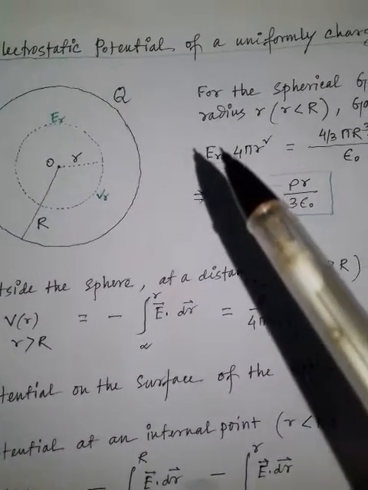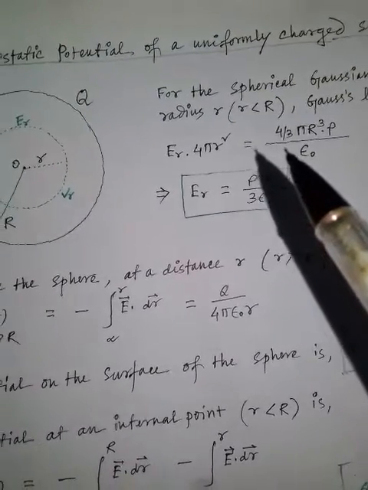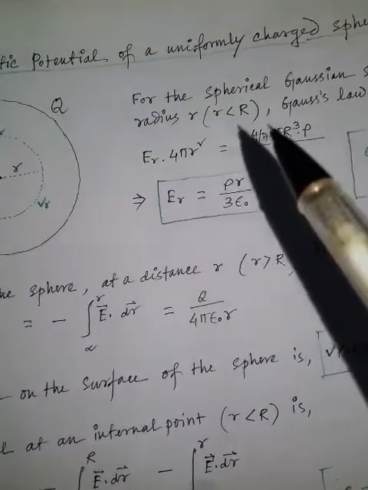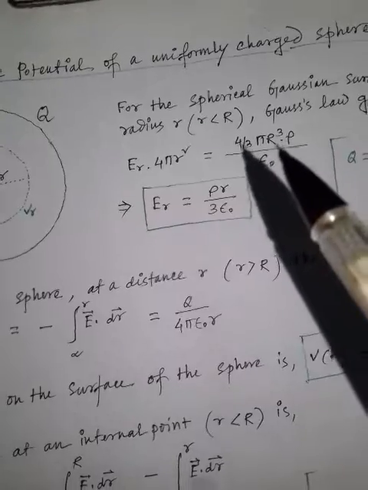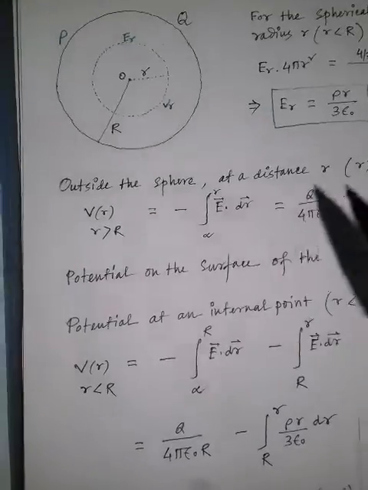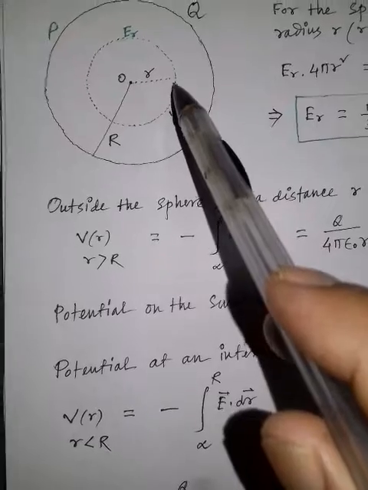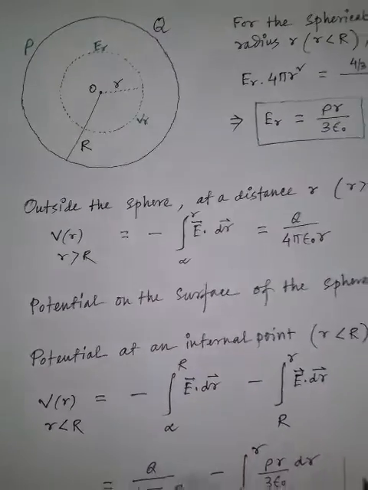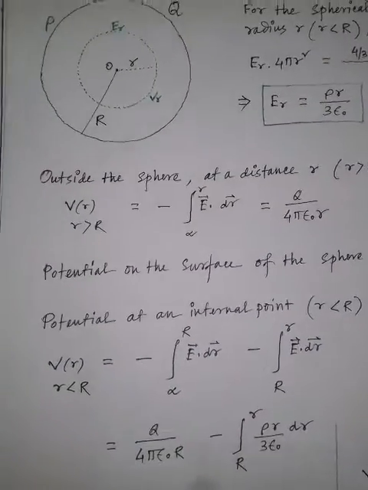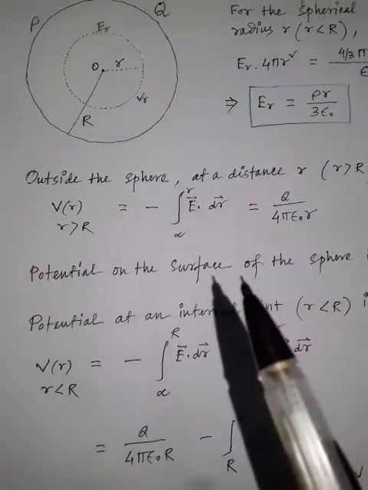We get E(r), the electric field at r, into 4 pi r square is equal to the charge enclosed by this closed surface divided by epsilon naught. The charge enclosed is 4 by 3 pi r cube rho. So ultimately we get rho r by 3 epsilon naught. Now we are going to find out the potential at this point. To get this potential, we have to bring a positive test charge from infinity to that point.